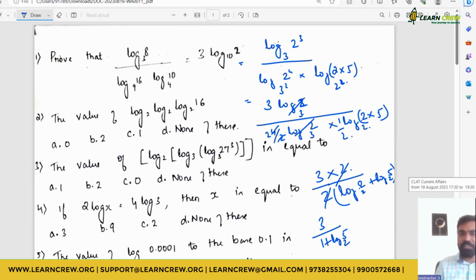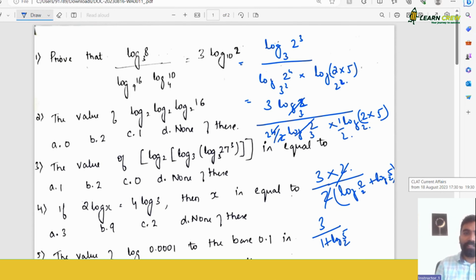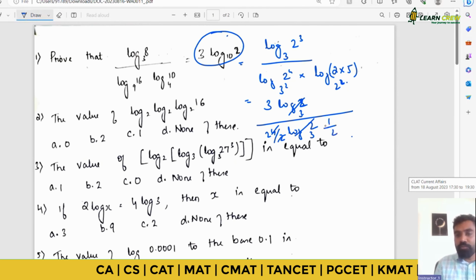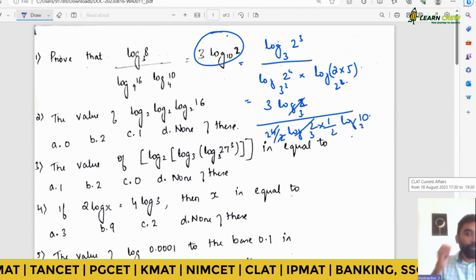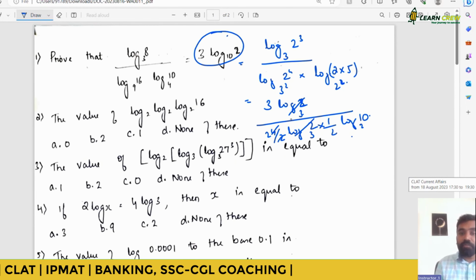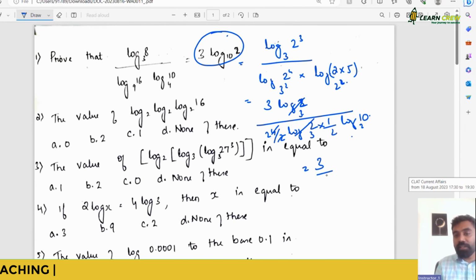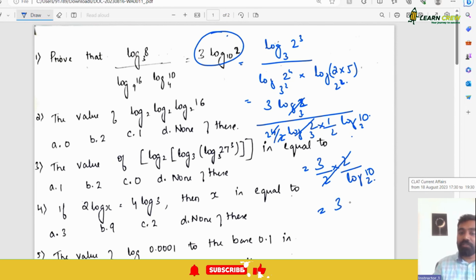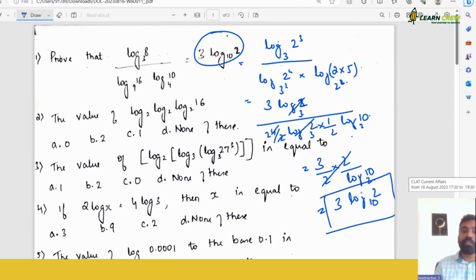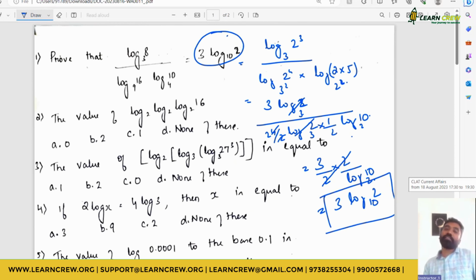Or okay, let me not simplify it. They're not asking me to simplify it, so they want it in terms of log 10 only. Okay, let me keep it as it is. So it will become 1 upon 2 into log of 10 base 2. Now this becomes 3 divided by 2 into 2 divided by log 10 base 2. This cancels, and this log, if it goes up, it becomes 3 into log 2 base 10. This becomes LHS equal to RHS. Fine. In this way you can do it.